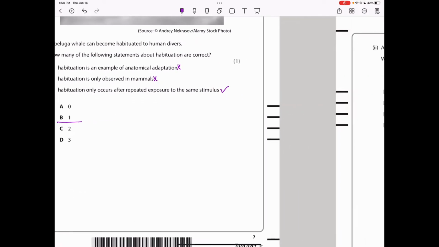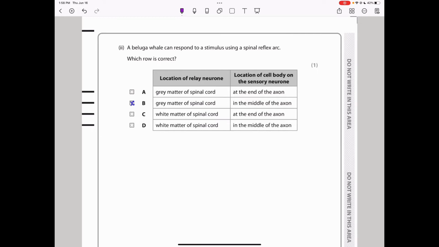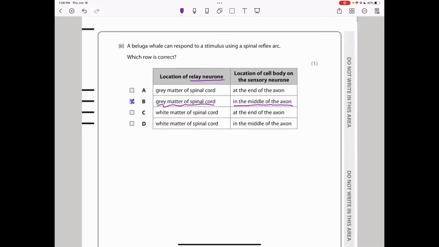I will go on to the next part. They say a beluga whale can respond to a stimulus using a spinal reflex arc. Which row is correct? So, location of relay neurons. Relay neurons are located in the gray matter of the spinal cord, whereas the location of the cell body of the sensory neuron is going to be in the middle of the axon. That is going to be correct. So part B is the answer here.